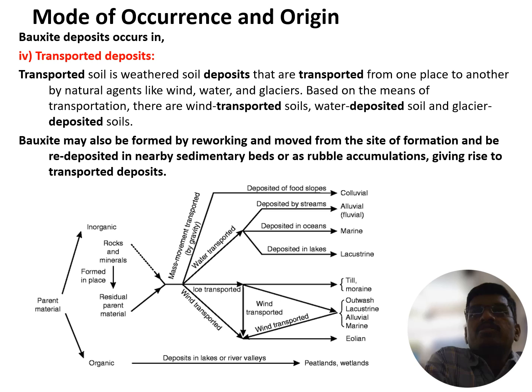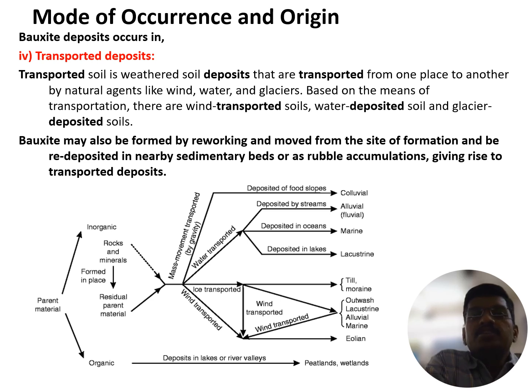The next mode of occurrence is transported deposits. Transported deposits include weathered soil deposits that are transported from one place to another by natural agents like wind, water and glaciers. Based on the means of transportation, they are wind transported soils, water deposited soils, and glacier deposited soils. Bauxites may also be reworked and moved from the site of formation and redeposited in nearby sedimentary beds or as rubble accumulations, giving rise to transported deposits.